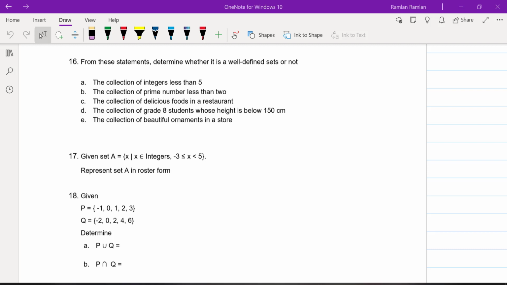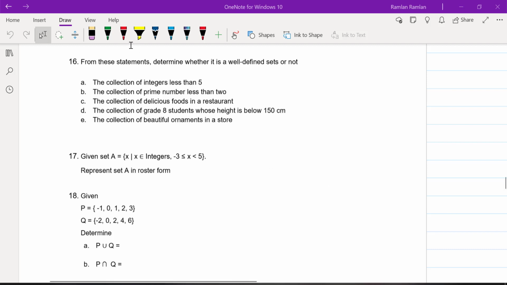So when it's not a set, it means that it can be an opinion. I mean, it can be ambiguous, or a vague statement, right? For example, like beautiful, or like delicious, and so on, right? So those are the keywords that you need to find every time you want to determine whether a statement is a set or not. Okay, a well-defined set.